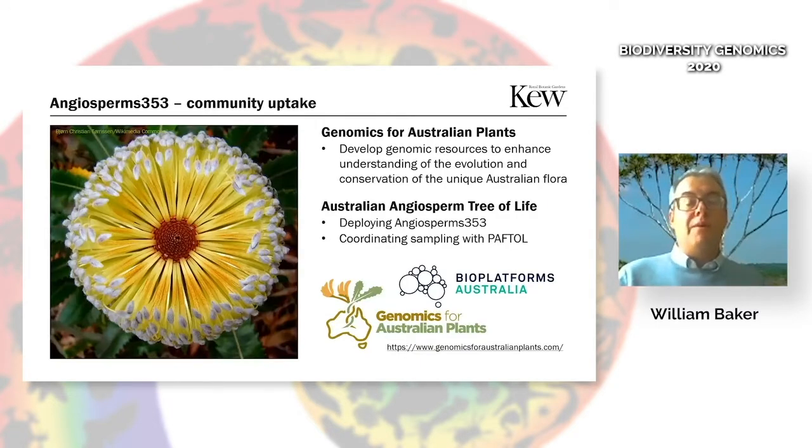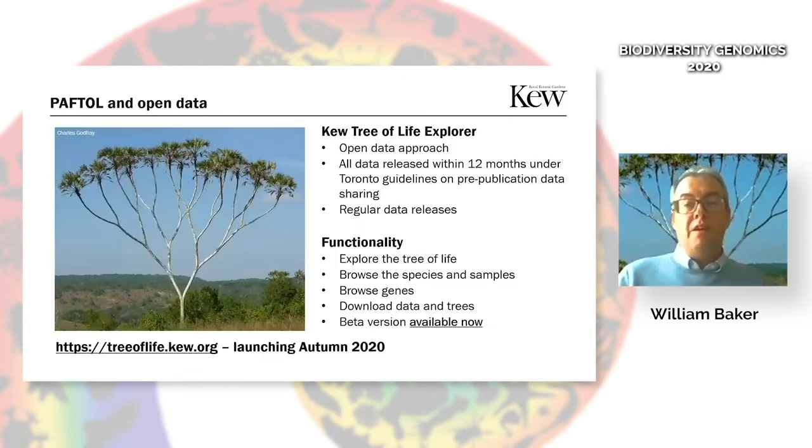We've also seen other big programs take up the kit. The Genomics for Australian Plants project, for example, aims to sequence all the Australian angiosperm genera, and they have taken up the Angiosperm 353 kit and are coordinating their sampling with us in PAFTOL, which is a really great outcome for all of us, I think.